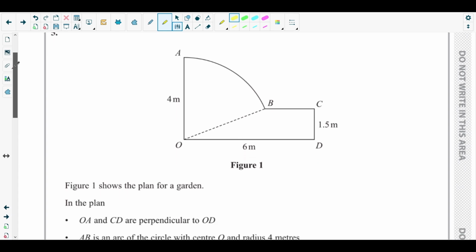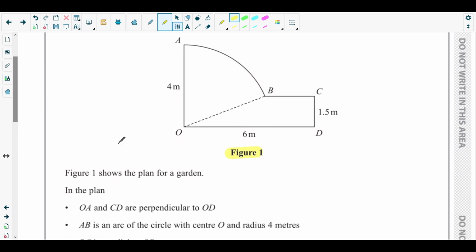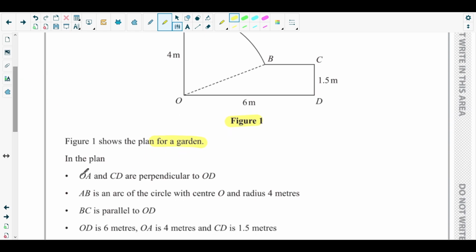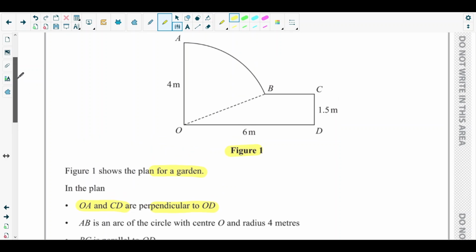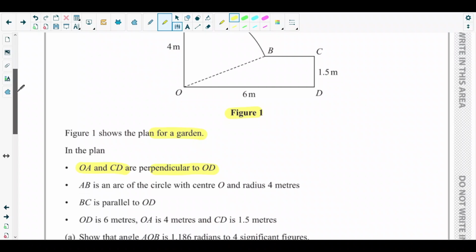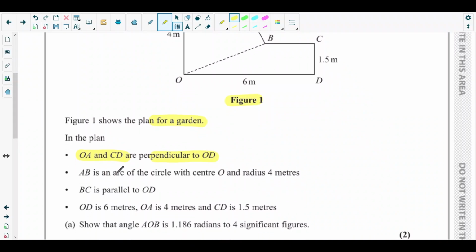At first, you can see a figure 1 is given. It shows the plan for a garden. In the plan, OA and CD are perpendicular to OD.